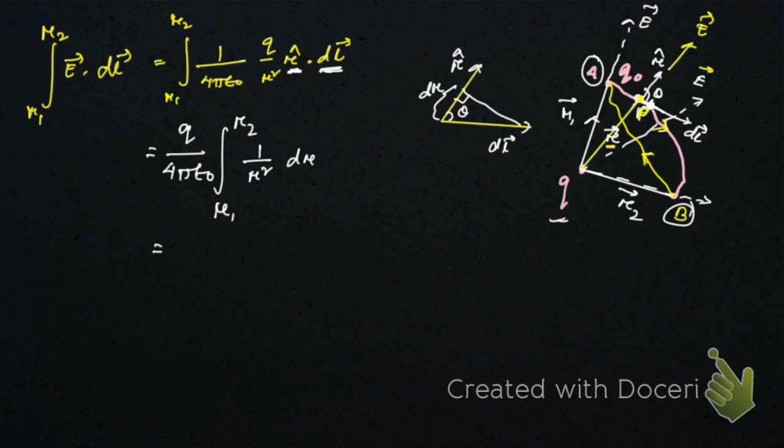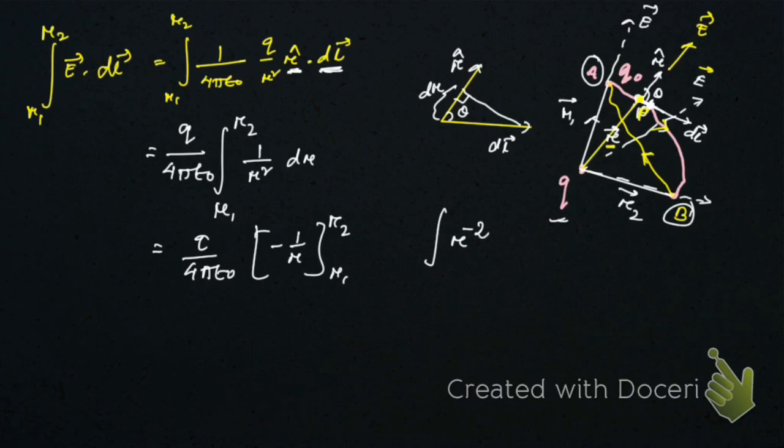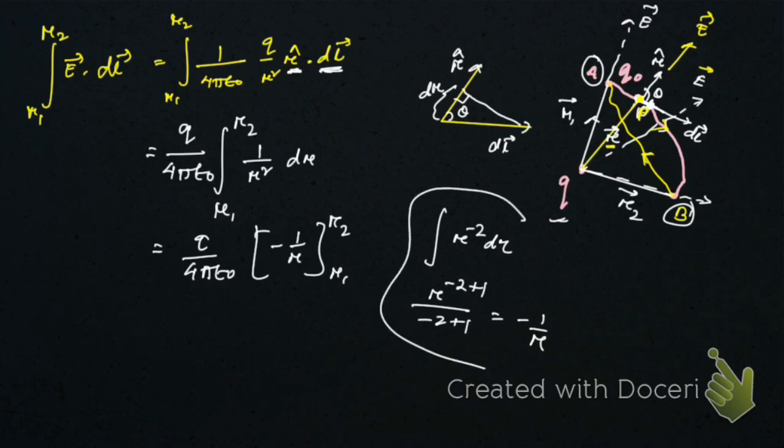And integrating that, what are we going to get? Q by 4 pi epsilon naught. So 1 by r square, if you integrate this from r1 to r2, integration of 1 by r square can be considered as r to the power minus 2. If you integrate r to the power minus 2 dr, then you will get r to the power minus 2 plus 1 by minus 2 plus 1, which is equal to minus 1 by r, right? So hope you know this integration, right?